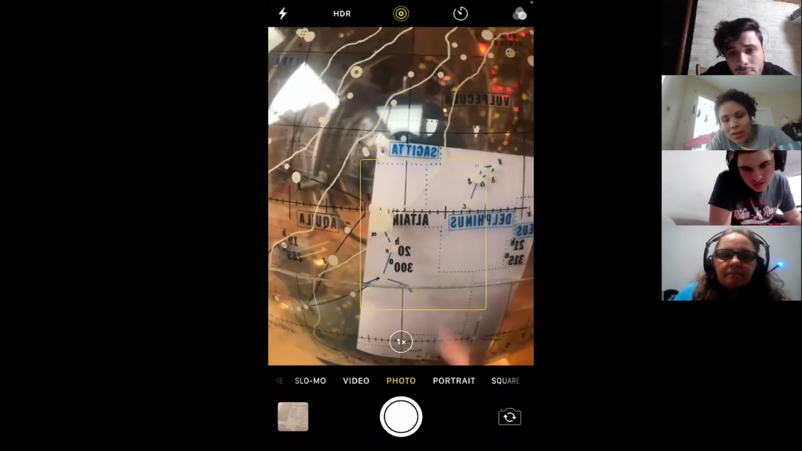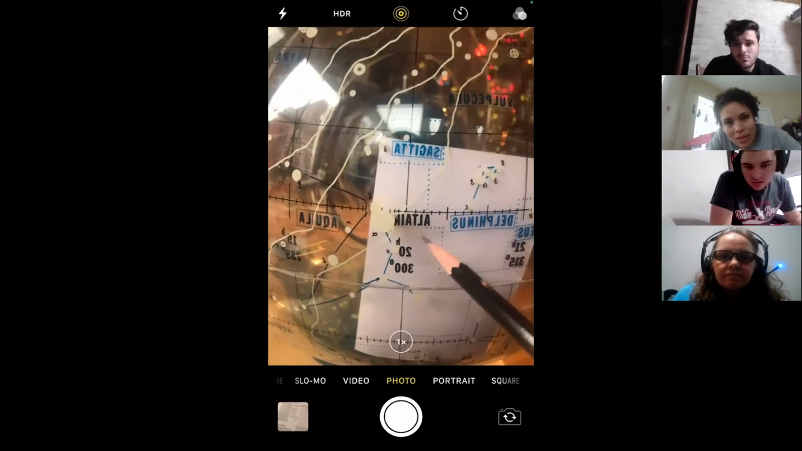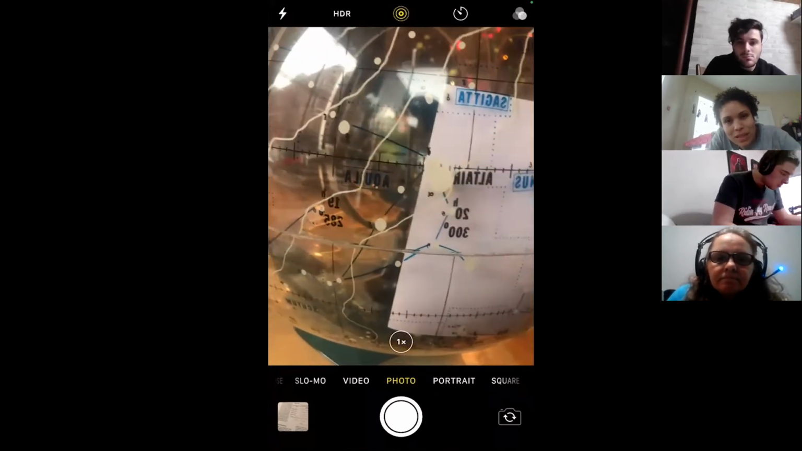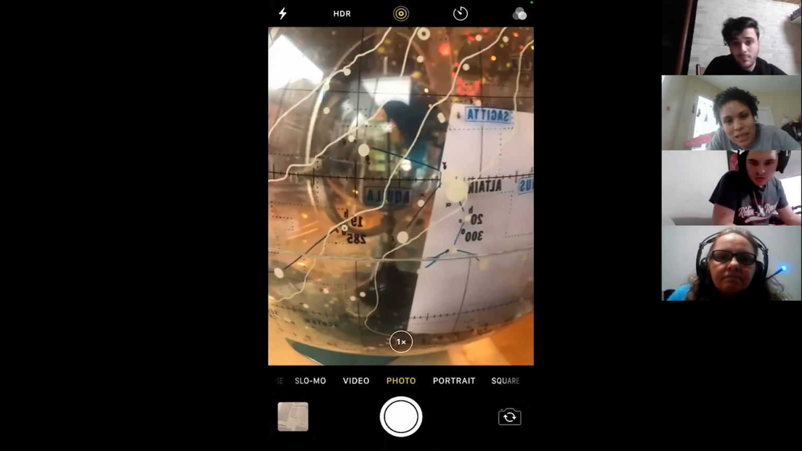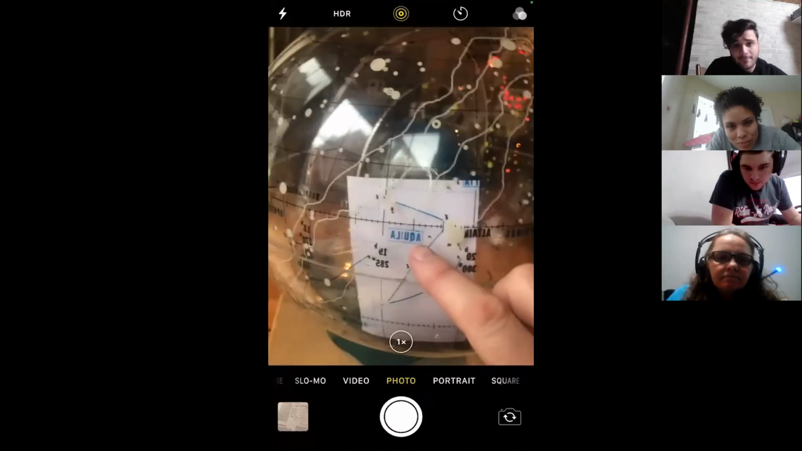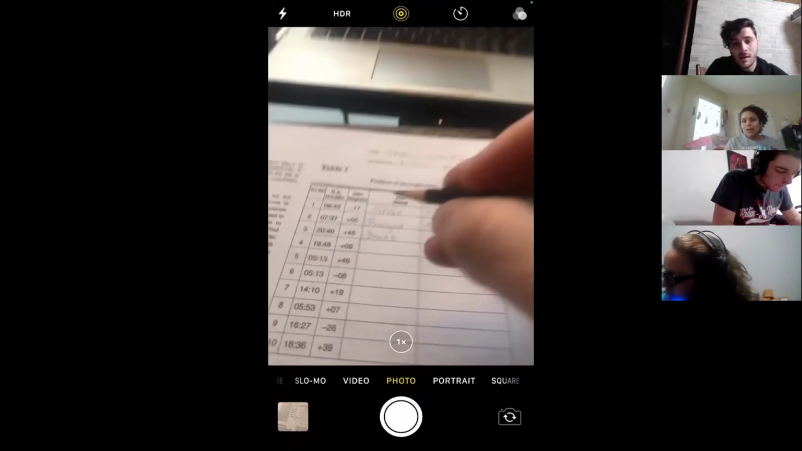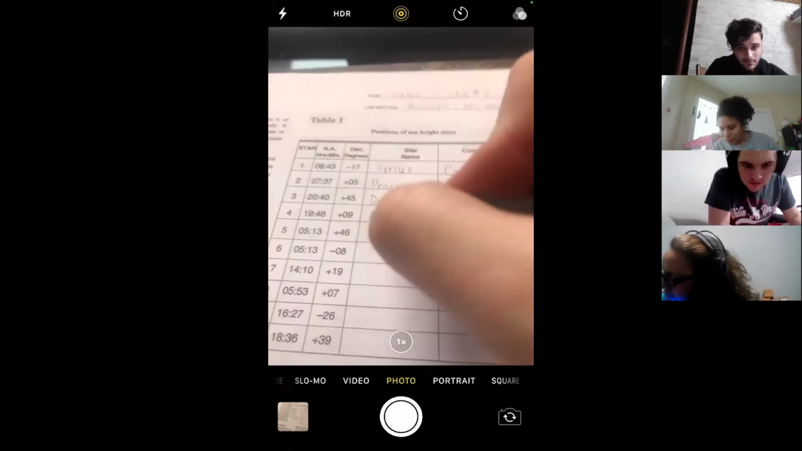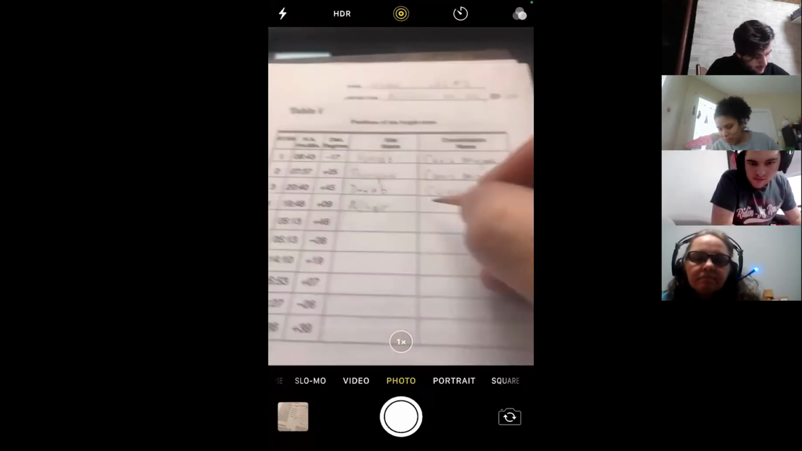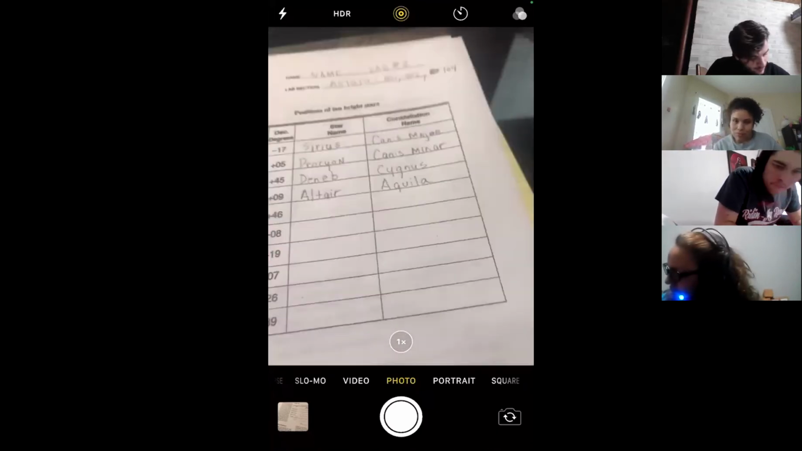Delphinus? No, Delphinus, you'd have to cross the dotted blue line. I sneaked you. It's over here. You guys can't see it without my cue card being moved. It's called Aquila, the eagle. A-Q-U-I-L-A. So I tricked you, sorry. Altair, and that's in Aquila, the eagle.